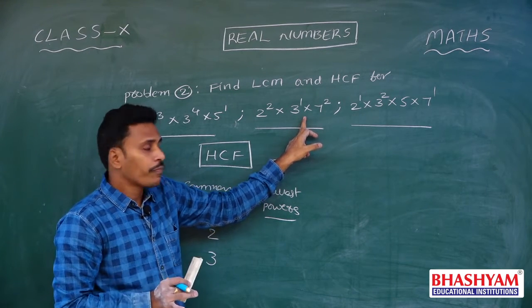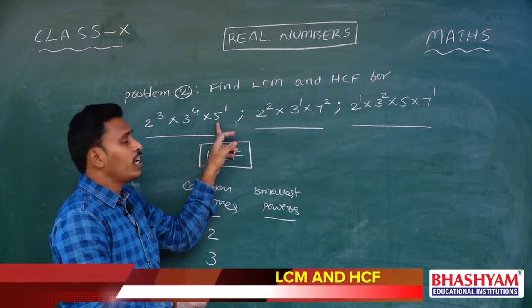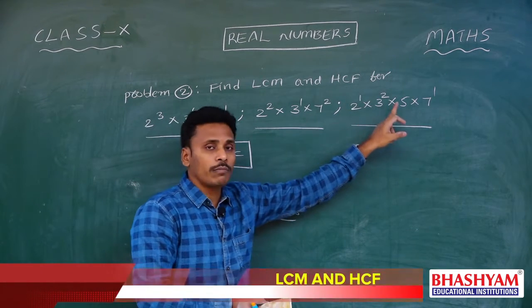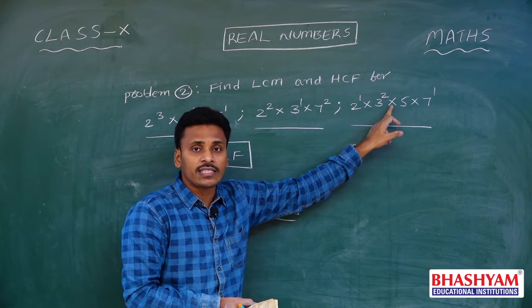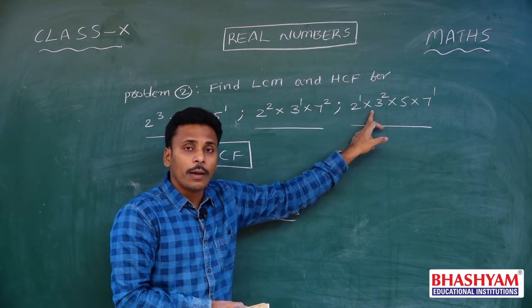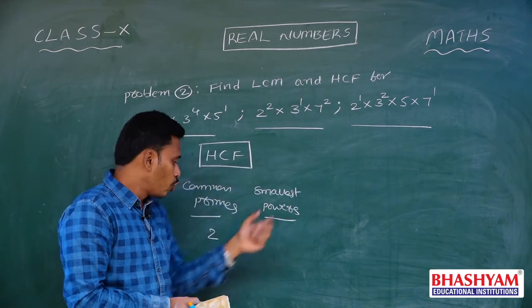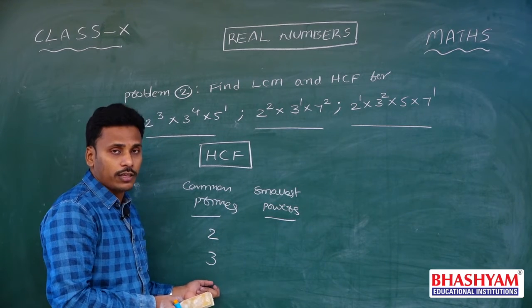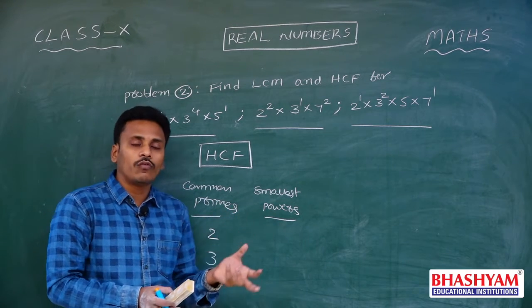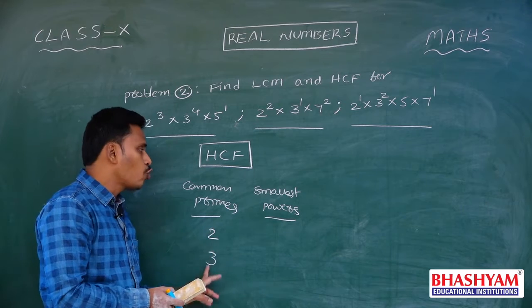So leave that 5. Then think about 7. Here 7 is not involved, but in these two numbers 7 is involved, in the sense 7 is common for these two numbers but not common for all the three. So no need to identify 7 also here. So the only involved common primes are just 2 and 3.